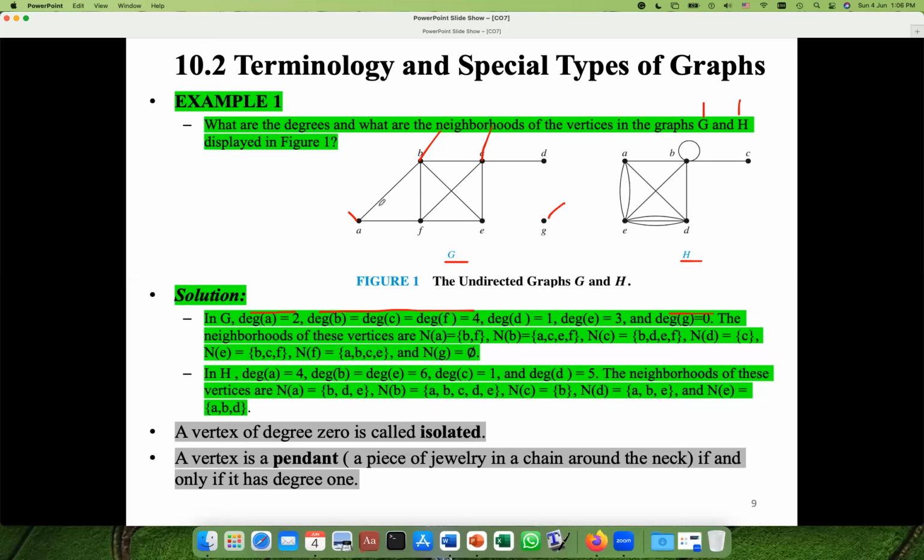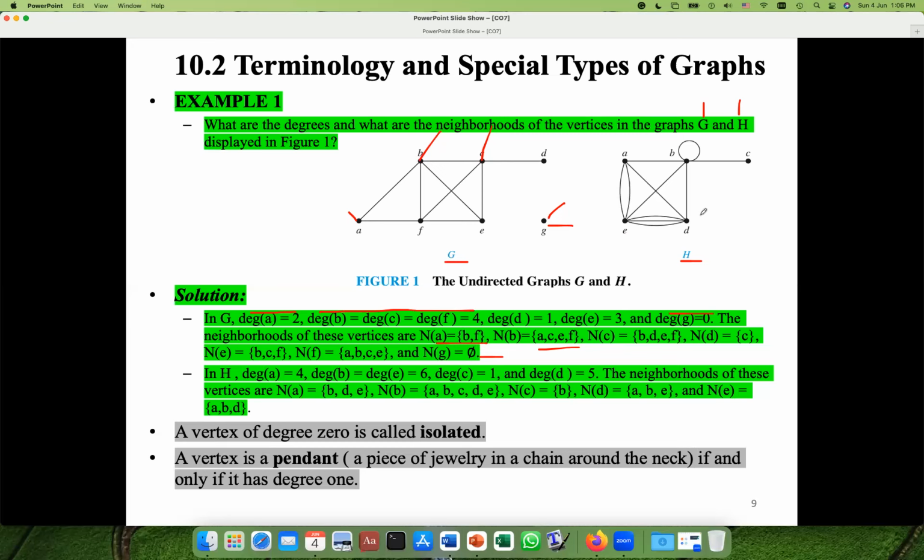And what is the neighborhood? Neighborhood of A is B and F. Neighborhood of E is what? This F, this B, this C. So B, C, F. Okay. Neighborhood of A is what? B, F. Neighborhood of this B is what? 1, 2, 3, 4. So A, C, E, F. Okay, just ordering. If you will not order, if you write A, F, C, E, that's okay. No issue. So this is the neighborhood. And neighborhood of G is what? Null.